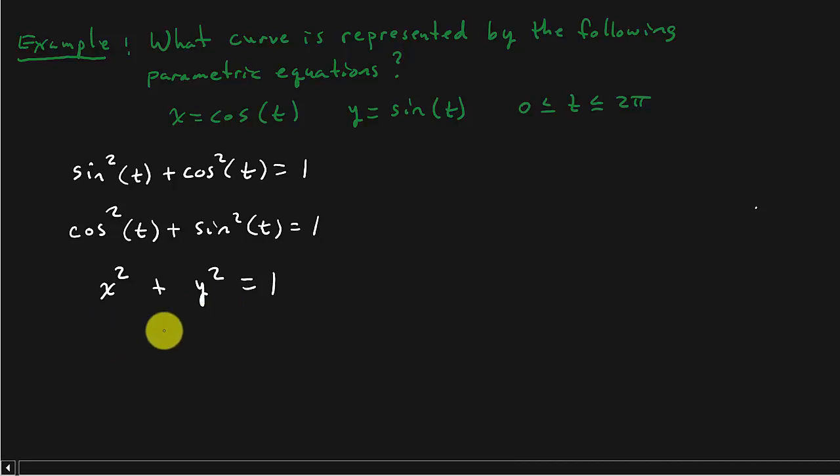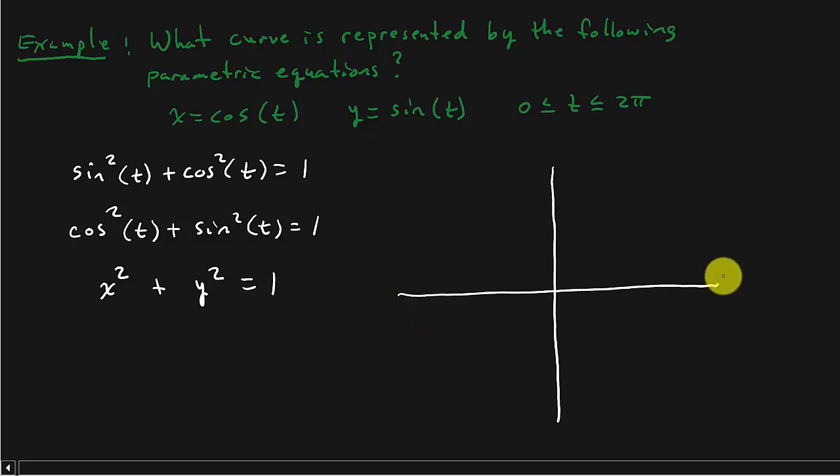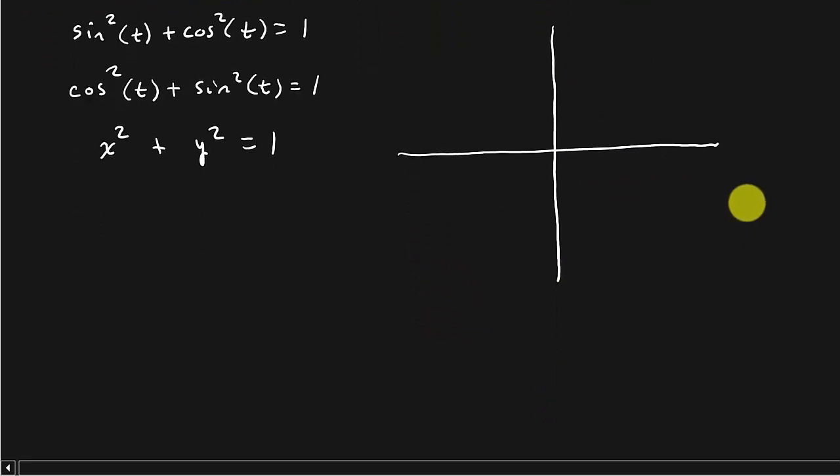And hopefully you remember what the graph of this is. This is the graph of a circle with center at the origin, at 0, 0, and radius 1. Remember, this is r squared, so r is 1. All right, so let's look at this graph here. We know this is a circle. Let's see how good I can draw this thing. Not too bad. The center is at 0, 0. That's where it's supposed to be.